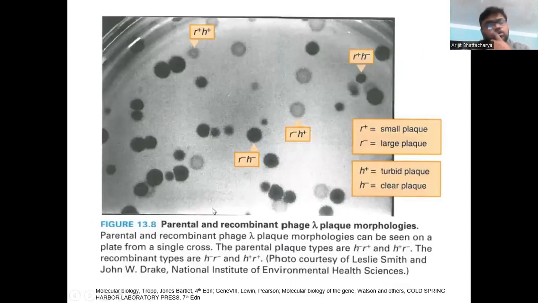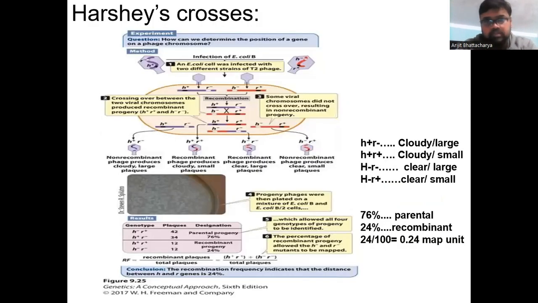In this particular snapshot, you can see that there are different types of plaques. This is a typical H plus R plus plaque, small and hazy. This is R minus but H plus, so large and hazy. This is R plus H minus, so small but clear. And this is R minus H minus, large and clear. So these are the different types of plaque that can be observed, and based on counting these plaques, they were able to calculate the recombination frequency.